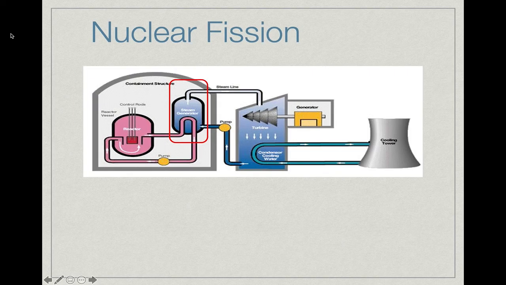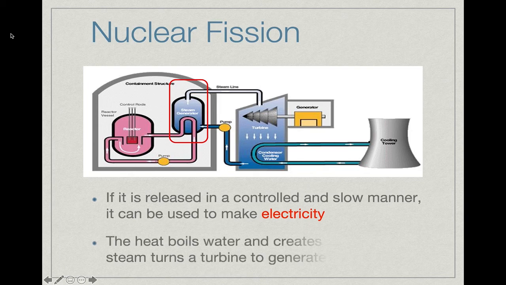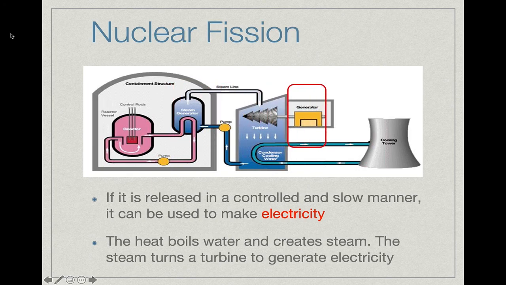For nuclear fission, we can release it in a controlled and slow manner, and that way we can use it to make electricity. It heats the water, boils it into steam, and the steam then turns a turbine that generates the electricity. Hence, it's a good form of electrical energy.